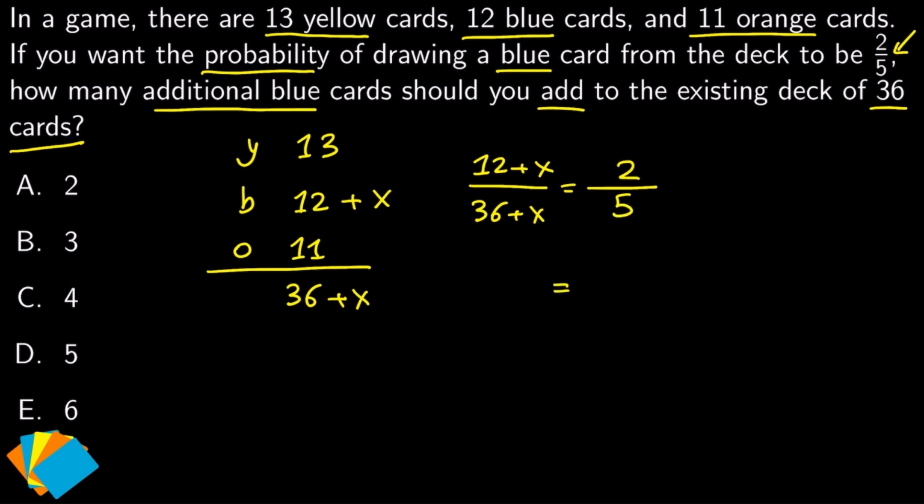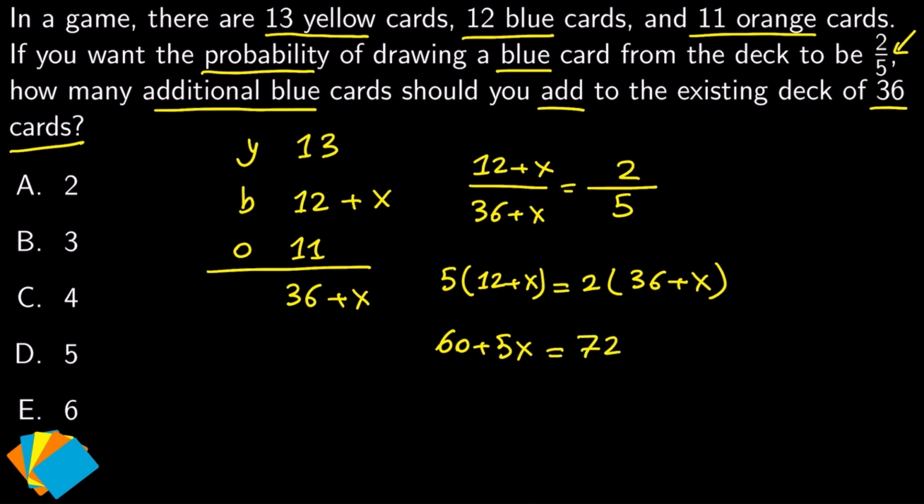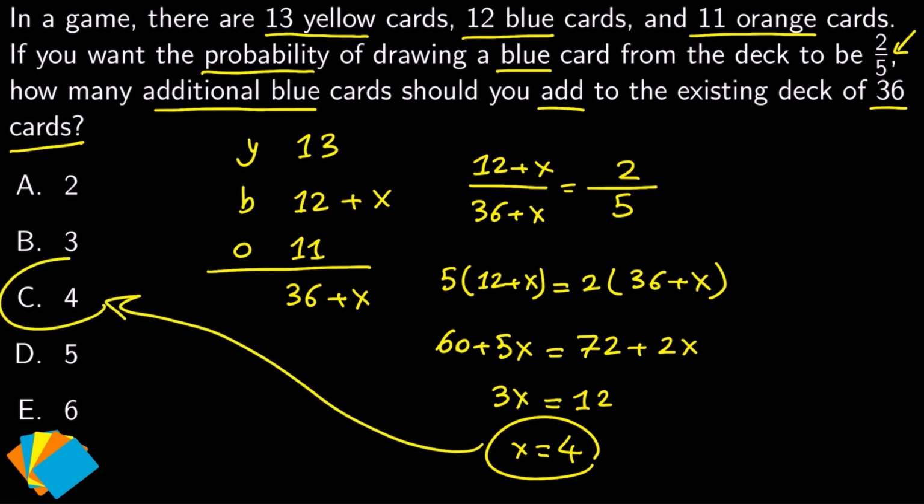We can rearrange this equation to get 5 times (12 plus x) equals 2 times (36 plus x), which gives us 60 plus 5x equals 72 plus 2x. We can simplify it to get 3x equals 12, and that gives us x equals 4, and the answer is C. Great.